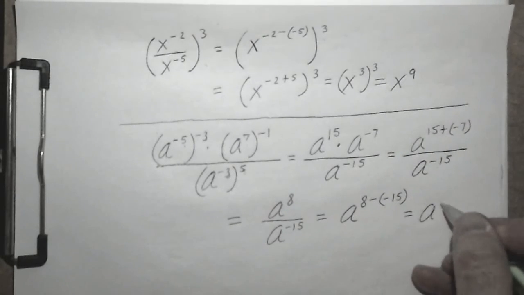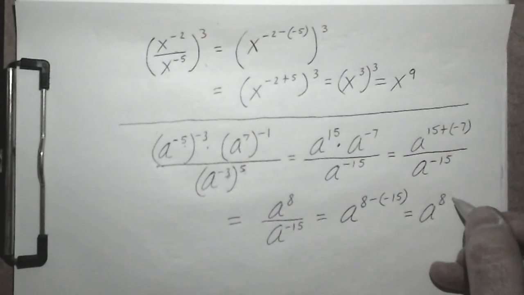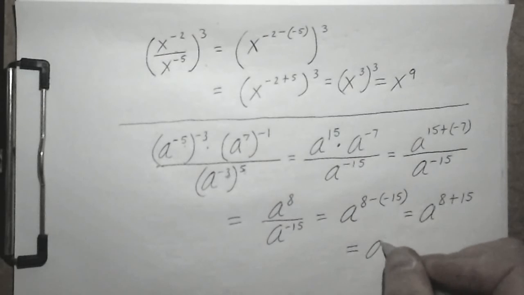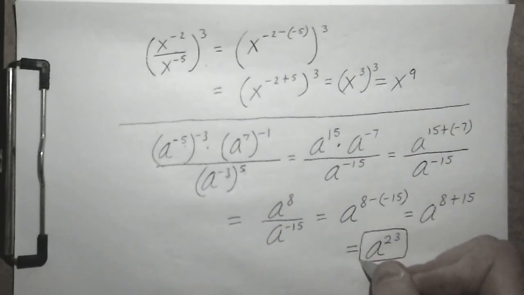which is a to the 8 subtracting a negative 15 is like adding a positive 15. So this would be a raised to the 8 plus 15 power, which finally gives us our final answer for this entire problem, which will be a to the 23rd power. And ladies and gentlemen, we're finally done with that problem.